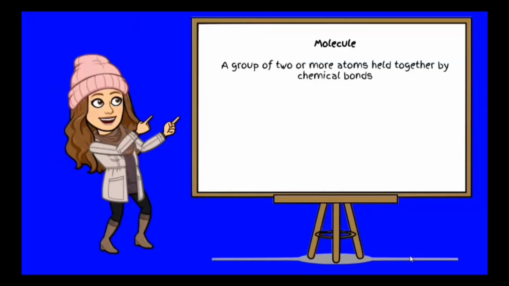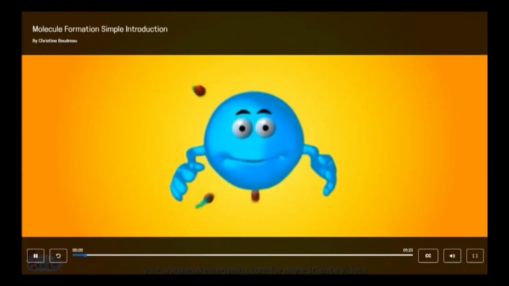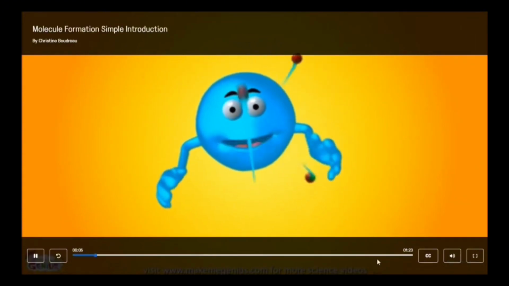Now let's move on to molecules. A molecule is a group of two or more atoms held together by chemical bonds. Now let me explain how many atoms bond together to form a molecule. It's just like the letters getting together to form a word.